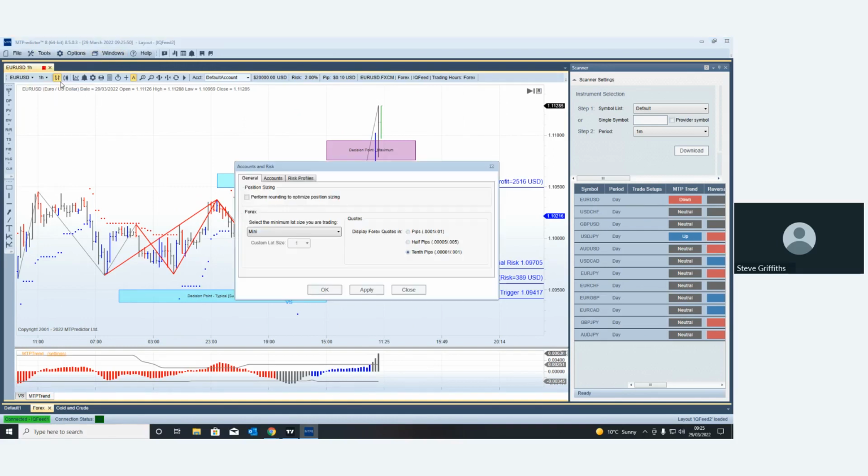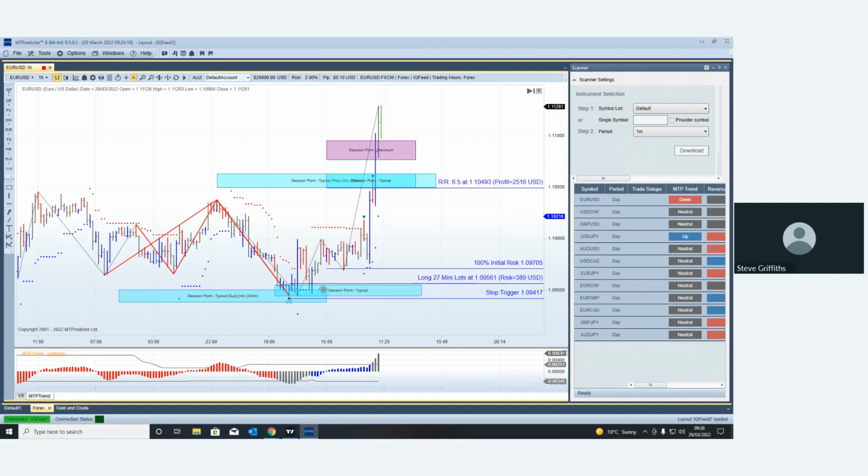So if I go to tools, accounts and risk, I then come down to risk profiles, I look at currency. Can you see here we offset the entry by 20 fractional pips, and offset the stop by 30 fractional pips, or 3 pips. So it gives you a little bit more wiggle on the entry and the exit. We only tend to do that for currencies. By the way, if you did want to do that for futures, you can do that as well if you wish to. So in other words, this trade wouldn't have been stopped out.